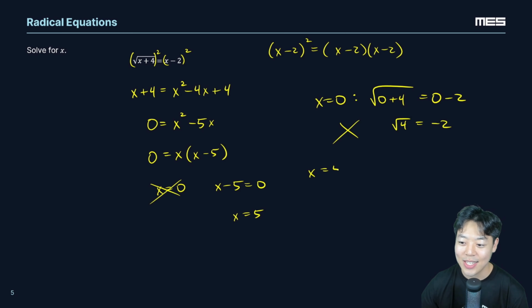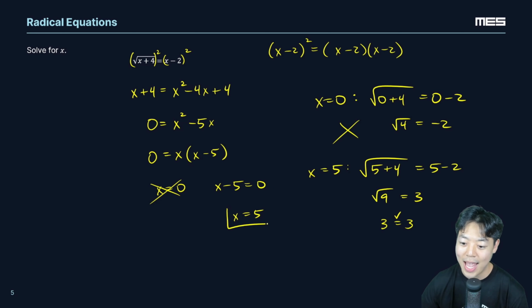Now let's try x equals 5. And this is why it's important to check our answers. Plug in x equals 5. We get radical 9 is equal to 3. The square root of 9 is 3. Boom. x equals 5 is our only answer to this radical equation.